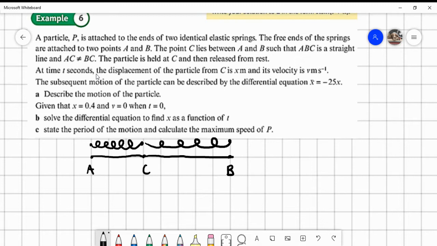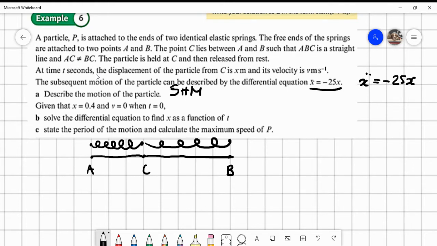Anyway, so the particle is held and then released from rest. At time t seconds, the displacement of the particle from C is x and the velocity is v. The subsequent motion can be described by the differential equation x double dot is equal to minus 25x. So question A, describe the motion of the particle. Just by seeing x double dot being equal to a negative multiple of x is enough for us to confidently write simple harmonic motion. If you want to write it in 4 words, you can do it.